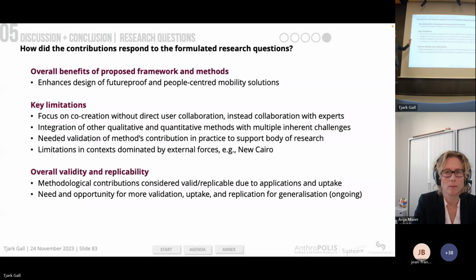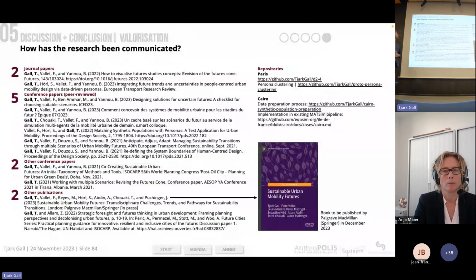But let's say the key elements on the limitation side. And we assume a certain validity and replicability, due to the fact that we took 2 very different places, 2 different methodologies, but there's also a significant need, but also opportunity for further validation, uptake, and replication, which is partially ongoing. The work has been published in 2 journal papers, peer-reviewed and non-peer-reviewed conference papers, 1 report, and very soon a book which has been created by the collaborators of the Antwerp Wallace Chair together. So it's a shorter and more synthetic description of our approach. And all of the work which has been created on the quantitative side is accessible in open repositories.